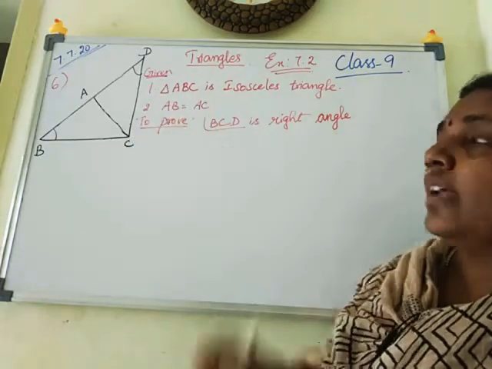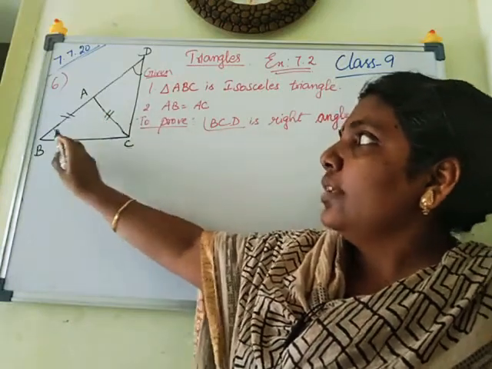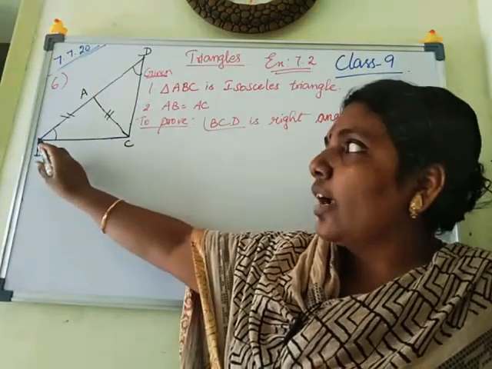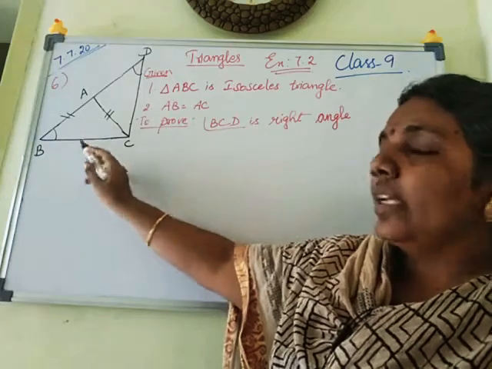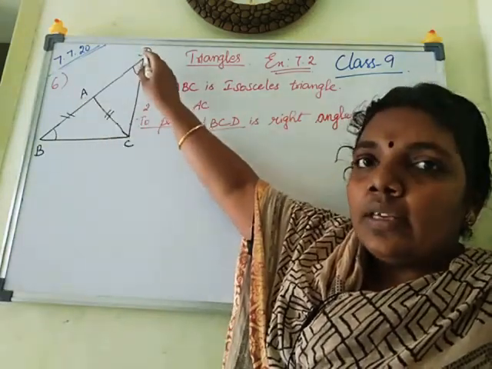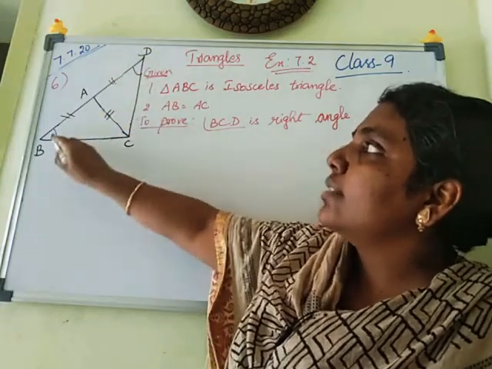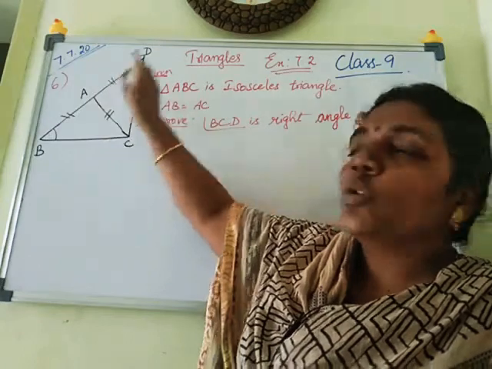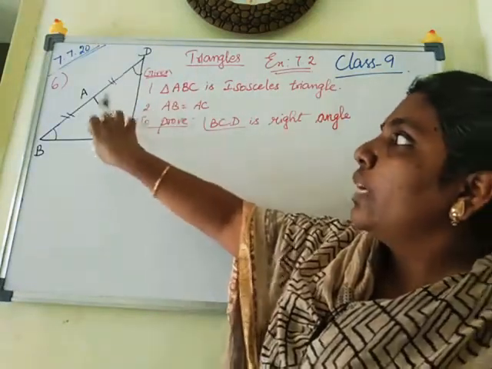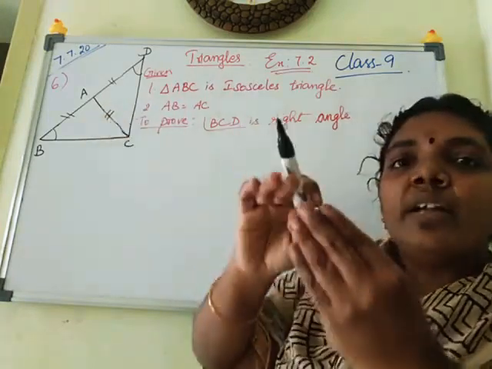Triangle ABC is an isosceles triangle, which means AB is equal to AC. So these two angles will be equal, angle B is equal to angle C. Then in the question it is also given that BA is extended to the point D, which means AB is equal to AD. So these two line segments, BA is equal to AD. So ADC is also an isosceles triangle. So two triangles made a bigger triangle.